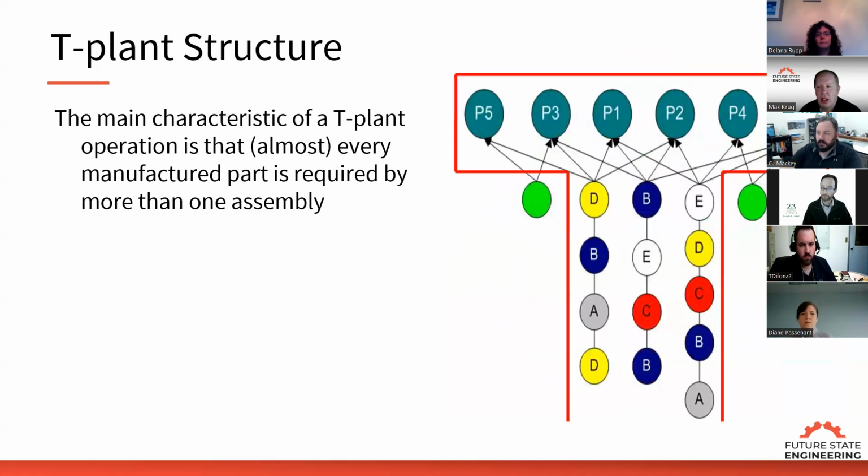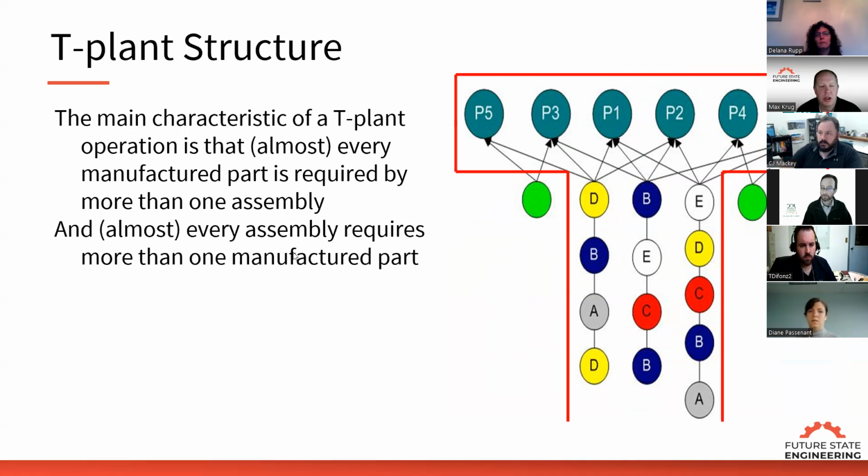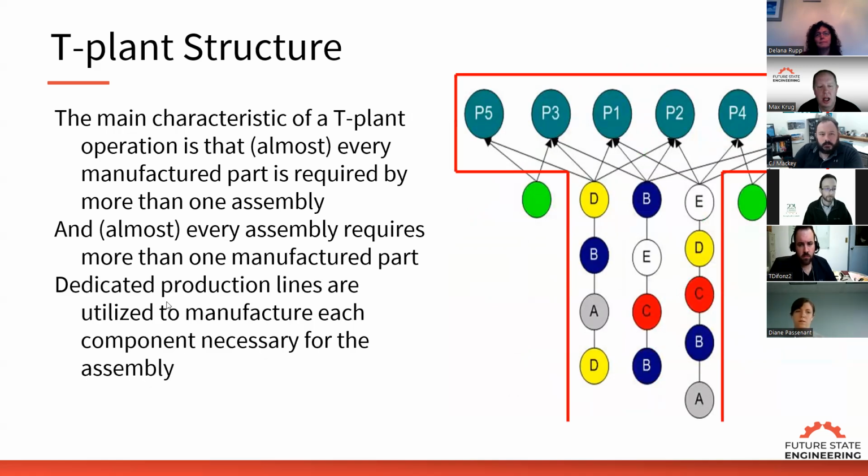Next is a T plant configuration. So T plant is almost every manufactured part is required by more than one assembly, and then almost every assembly requires more than one manufactured part. And dedicated production lines are utilized to manufacture each component necessary for the assembly. So I worked at Cummins. Cummins is a T plant.